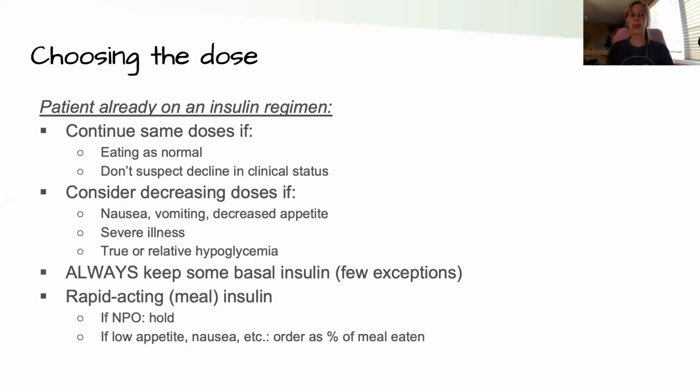Their rapid acting or meal dose insulin, on the other hand, you can hold. If, for example, they're NPO, they're just really not eating much, they're super nauseous, those would all be great reasons to hold their meal insulin and only dose it if they do in fact eat.